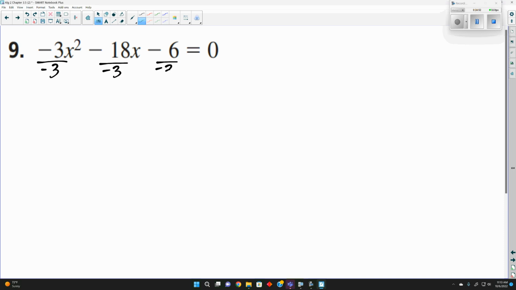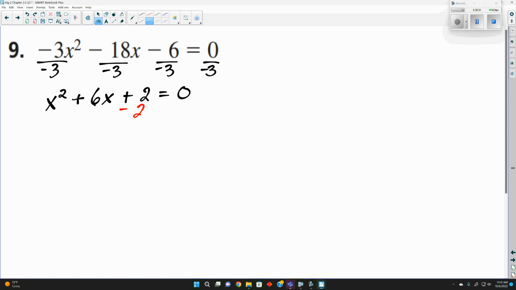Negative 3. Because the first step is a equals 1, we aren't really saying it, but we want the 1 to be positive. So negative 3x squared divided by negative 3 is x squared. Negative 18 divided by negative 3, the negative and negative make a positive, so it would be 6x. Negative 6 divided by negative 3 is going to be positive 2, equal to 0. Okay, that takes care of step 1.